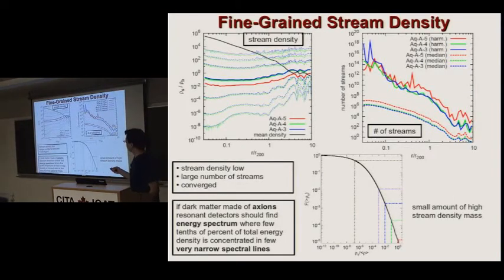Okay, now from a detection point of view, as I said, it's important to know the typical stream density and the number of streams that you have in such a halo, and this is shown in these two plots. So if we focus first on that plot, the important lines are these dashed lines here. Different colors are again different numerical resolutions, and these lines show the typical number of streams that you expect at different radius.